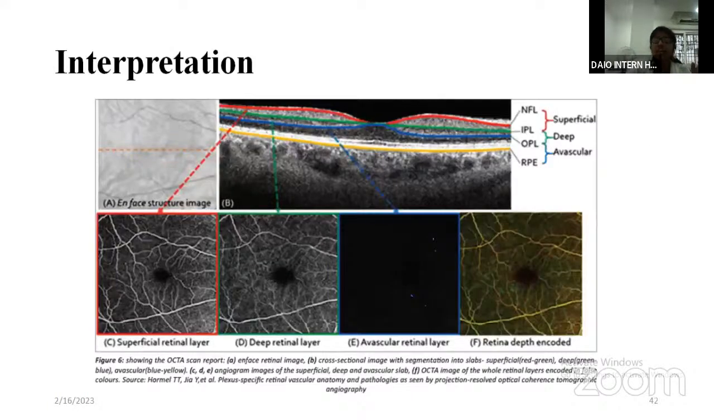Interpretation of OCTA. Here, the red color denotes the NFL and it's interpreted as the superficial retinal layer. Next, you can see the green color line, which denotes the IPL, and it's interpreted as the deep retinal layer. In between the OPL and the RPE is the avascular zone, and it is interpreted as the avascular retinal layer. And the yellow color you can see is the choroidal zone, and it is interpreted as retinal depth encoded.